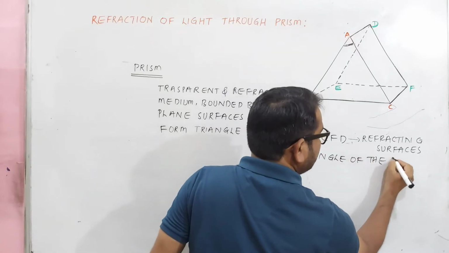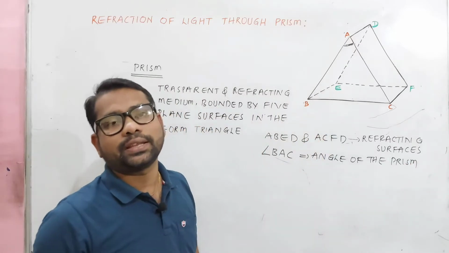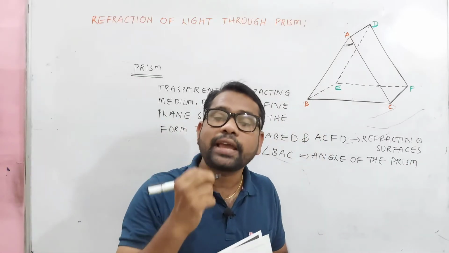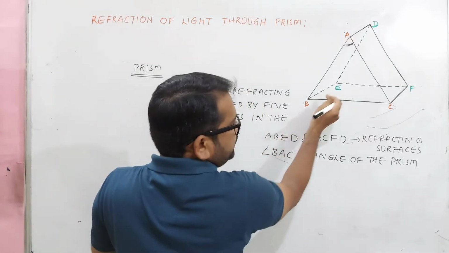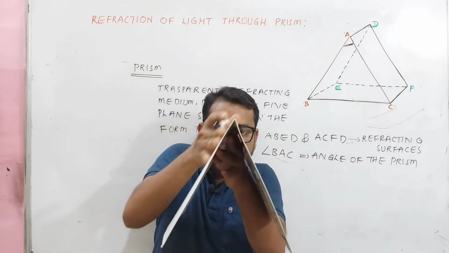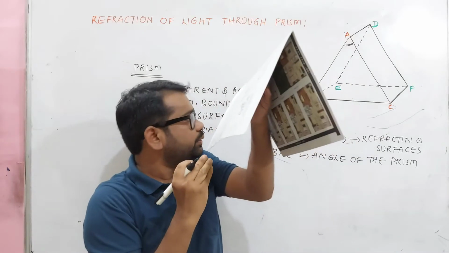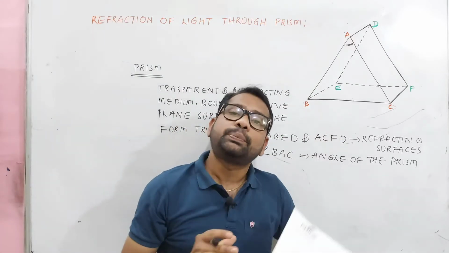Children, for an equilateral triangle, usually it is 60 degrees. For an equilateral triangle, the angle of the prism is 60 degrees. Now look here. If these 2 are the refracting surfaces, then BCEF is called the base of the prism.